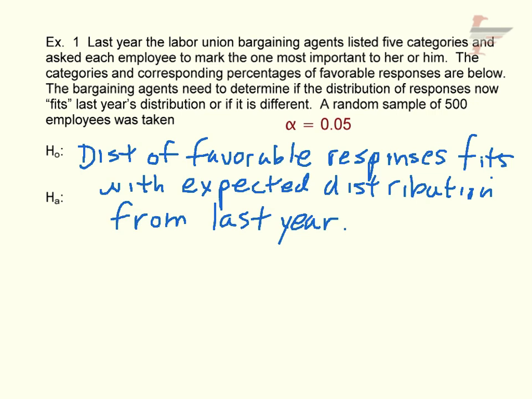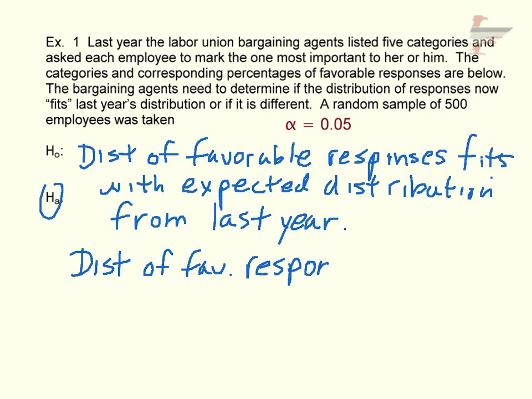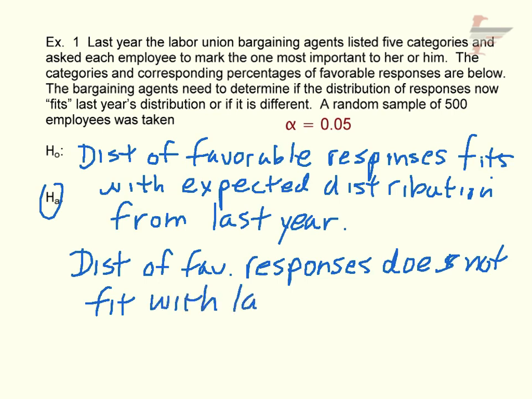The alternative hypothesis basically uses the same words, but it says that the distribution doesn't fit. It has changed. So you'd basically write the sentence over again: the distribution of responses does not fit with last year's distribution.